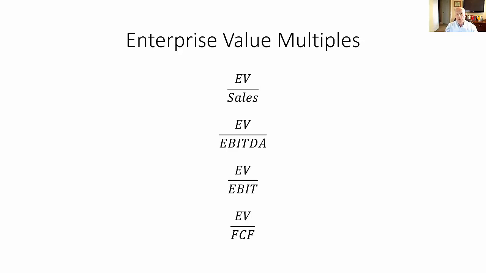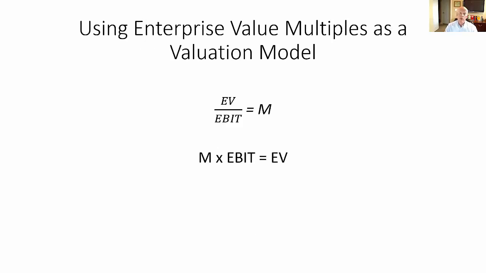Sometimes these are referred to as EV/EBIT, EV/revenue, EV/free cash flow, but more often than not, they're just referred to by the denominator, recognizing that enterprise value, or EV, is always the numerator. So I told you that we can think of this ratio of some enterprise value divided by some EBIT as a multiple or as a ratio, we can call that M.